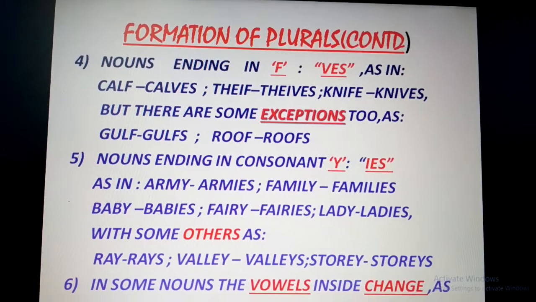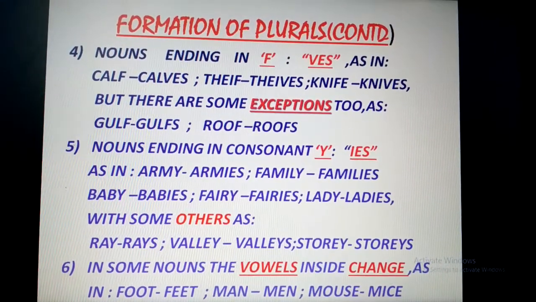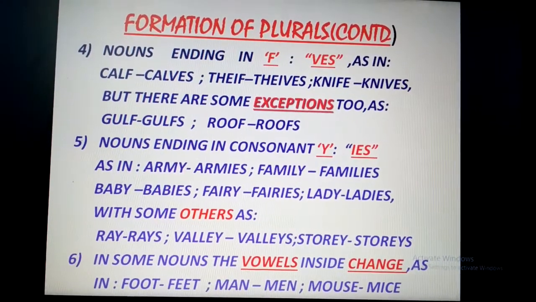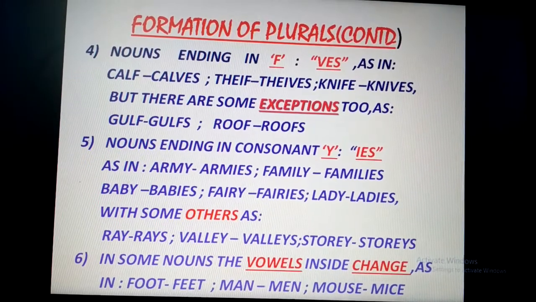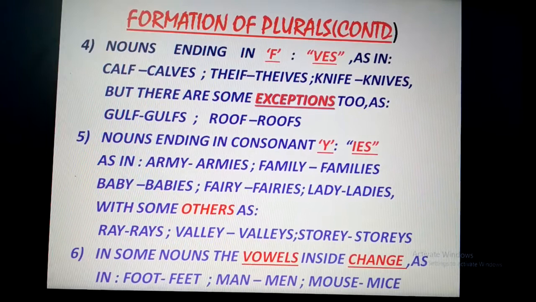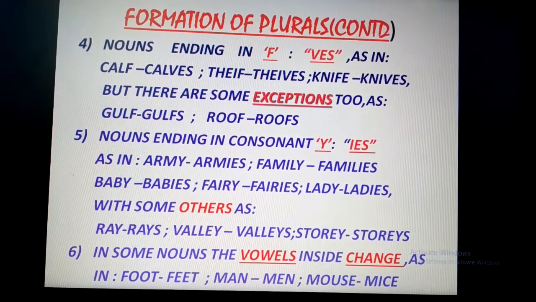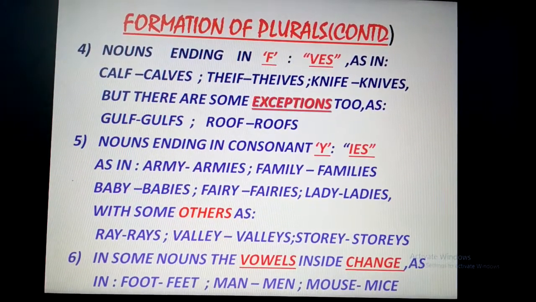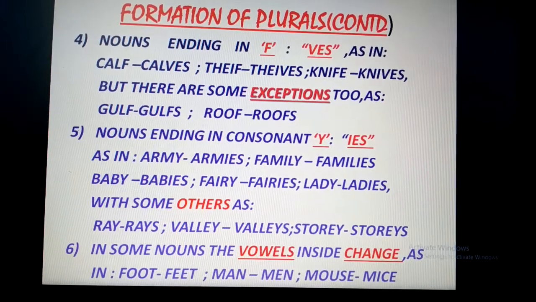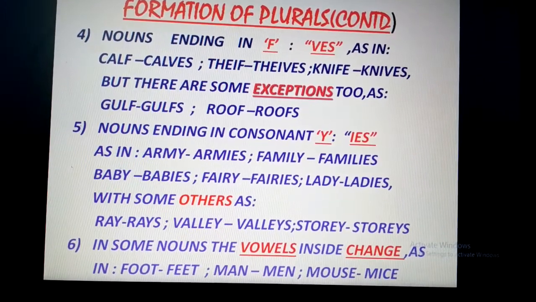The fourth rule says that the nouns ending in f experience a change in the letter f into v, and es is added as usual, as in the examples calf, calves, thief, thieves, knife, knives. But here are some exceptions as well. Gulf, gulfs, roof, roofs. Here the letter f remains the same in the spelling.